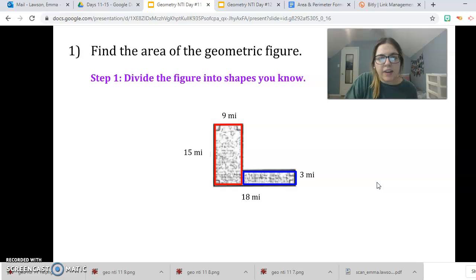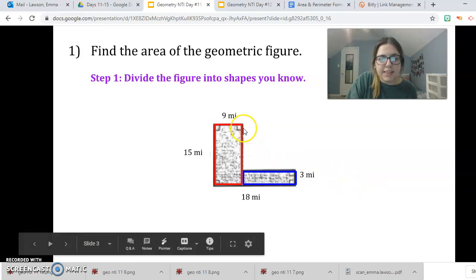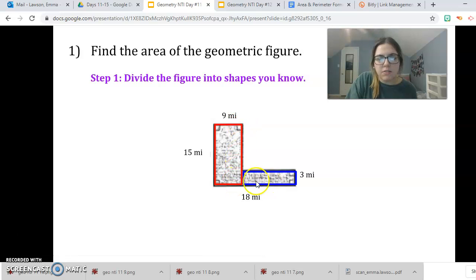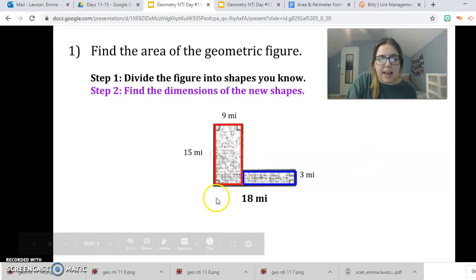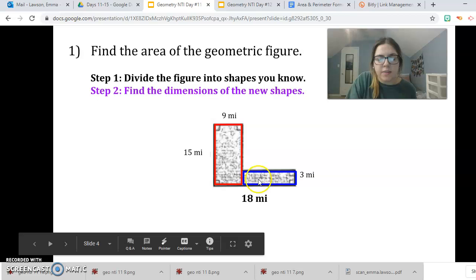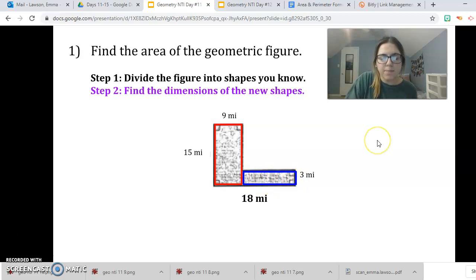So here I have divided the figure into 2 rectangles, okay? So I've just basically extended that original line down, and I split this into a red rectangle and a blue rectangle. Okay, my second step after I've divided it is to find the dimensions or the side measurements of my new shapes. Alright, so I have to find what the base and the height of this rectangle are and the base and the height of this rectangle.